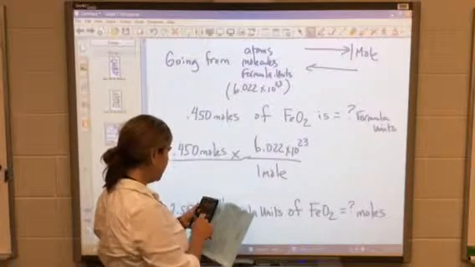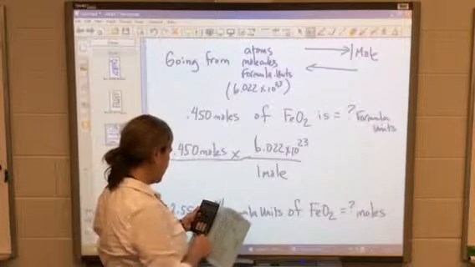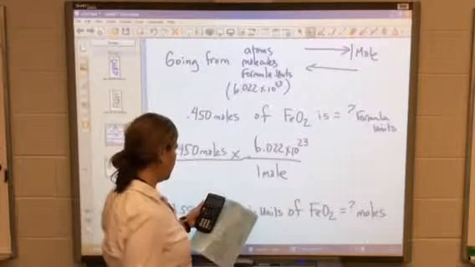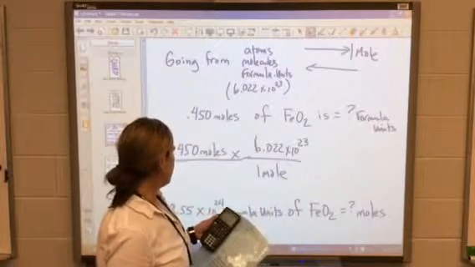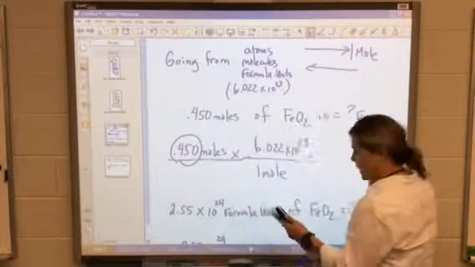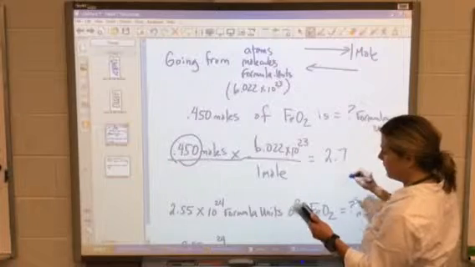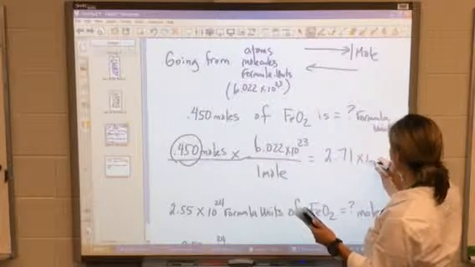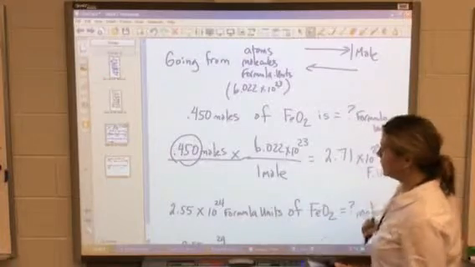0.450 times 6.022 E23, and we're going to get 2.7099 E to the 23rd. We need to follow 3 significant figure rules there. So we're going to say 2.71 times 10 to the 23rd. And this is formula units.